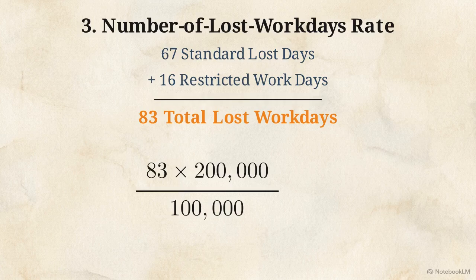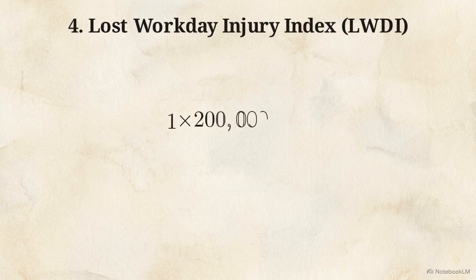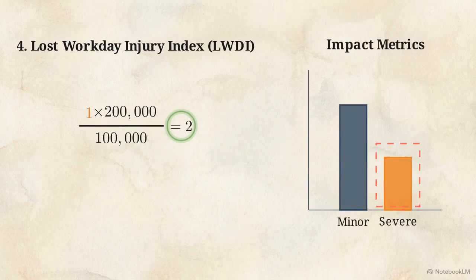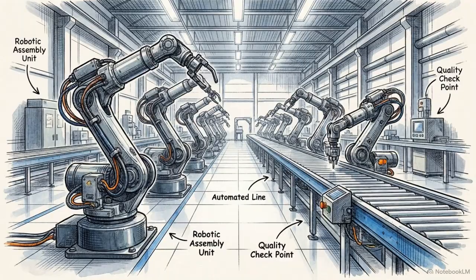Calculate the lost workday injuries, or LWDI, for 1 qualifying injury, leaving out the fatality and injuries with 0 lost workdays. The final calculation is exactly 2. OSHA enforces these strict parameters so minor injuries don't skew severe impact metrics. We track these rates and enforce these design standards to prevent catastrophic system failures.